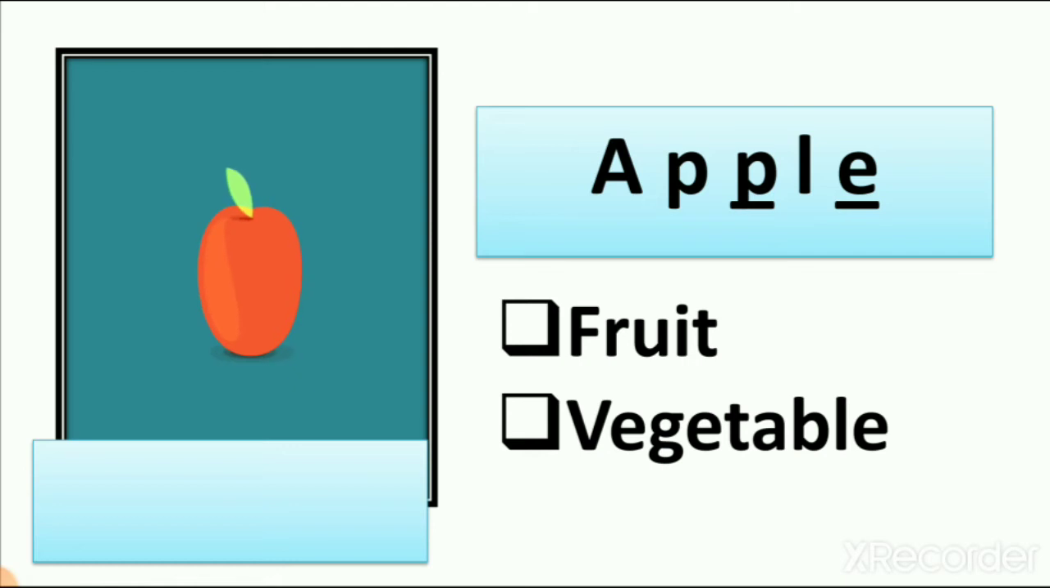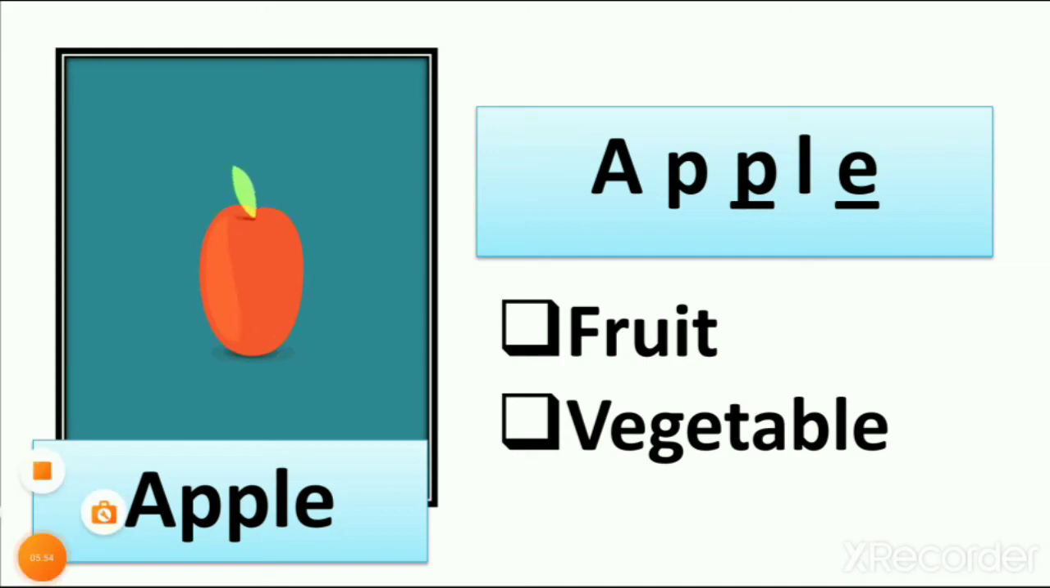So what is the spelling of apple? A double P L E. So we write here the spelling of apple. A double P L E, apple. So now, is apple a fruit or vegetable? Is it a vegetable? Yes or no? No. So it is a fruit. So we circle the box of fruit. So what is the spelling of apple? A double P L E. And it is a fruit we eat. So here we write the spelling of apple. Now let's see which is the next food.